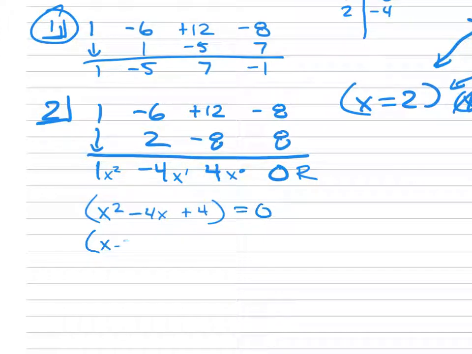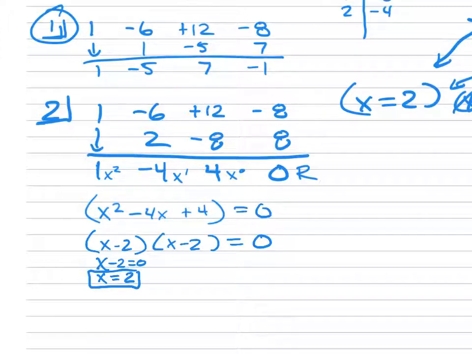Okay, so we get x minus 2 and x minus 2 equals 0. Now what? X minus 2 is equal to 0. Add 2 to both sides, and we get x is equal to 2. Guess what? X equals 2 appeared again. And guess what's going to happen right here? X minus 2 is equal to 0. Add 2 to both sides, and we get x is equal to 2 a 4th time.